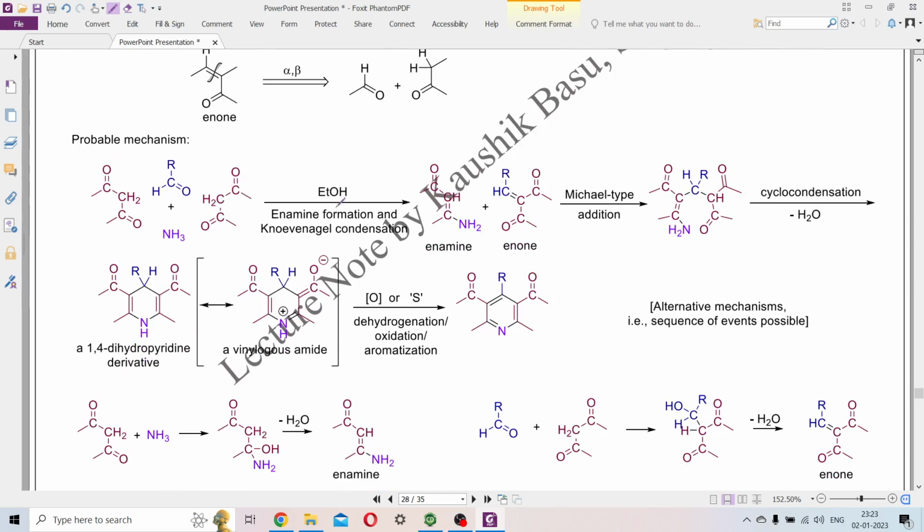So he took two active methylene compounds and condensed them with ammonia and an aldehyde. So the very first thing that can happen is that ammonia forms an enamine with one of these active methylenes, whereas in presence of the aldehyde, the other active methylene undergoes a Knoevenagel condensation, where the same ammonia acts as a base and forms this alpha beta unsaturated carbonyl compound, the enone. So we have our D2 synthon in place, and we have also our A3 synthon in place.